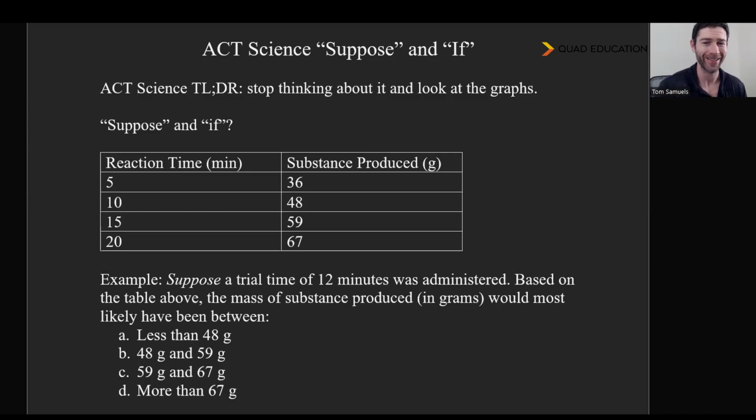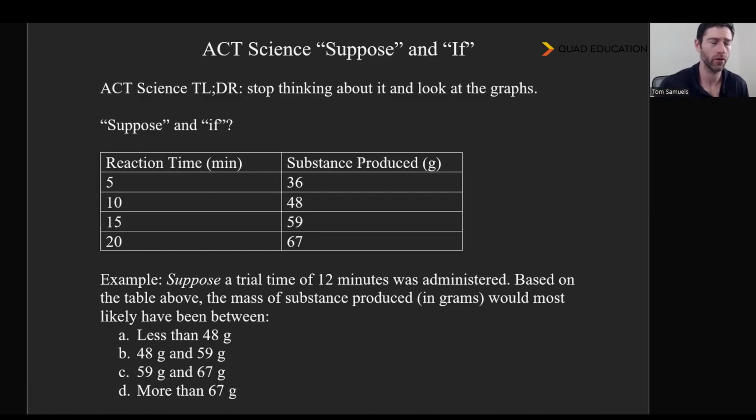So let's take a look. Okay, suppose and if ACT science questions. Well, what does that even mean? What is going on here? There really aren't very many different kinds of questions on the ACT science. I'll probably go into more detail on those other kinds in a future video, but more or less all of the ACT science questions are some degree of look at the graphs and tables and just be specific with what the question's asking you for. In this instance, we're looking at a specific kind of graph and table analysis question, and as you might have guessed, it involves the words suppose and if.